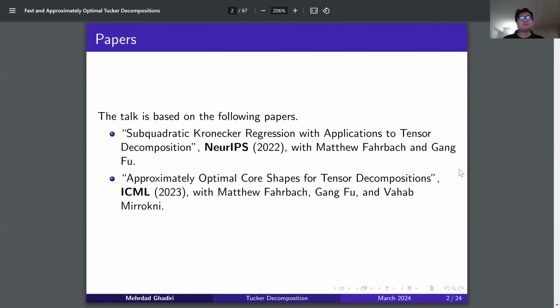These are the papers that I'm going to talk about. One is published at NeurIPS, and it is about a faster algorithm for Kronecker regression and how it can be used to speed up the alternating least squares for Tucker decomposition. And the second one is about finding the best shape for our tensor, when we are trying to pick what should be the dimensions of our core tensor.